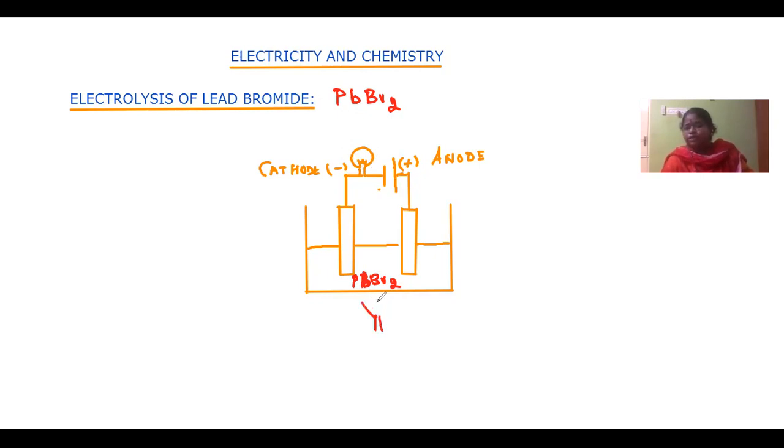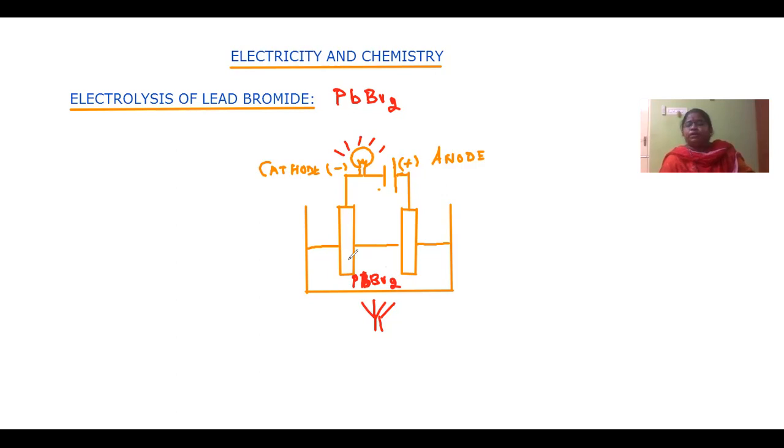We have to heat the salt, right? When you heat the salt it will melt, and the molten lead bromide conducts electricity. So now the bulb will glow. When you heat it, the bulb started glowing. If it glows brightly, that means it is a strong electrolyte.